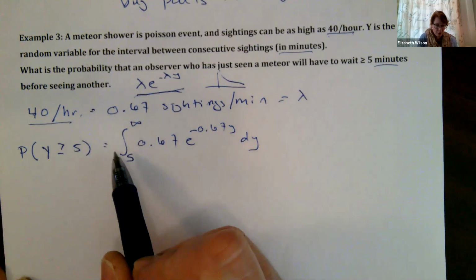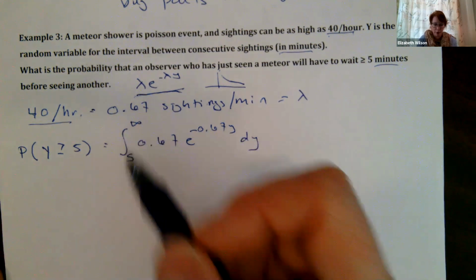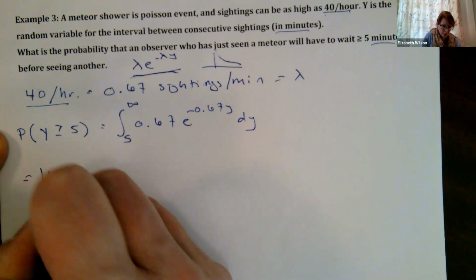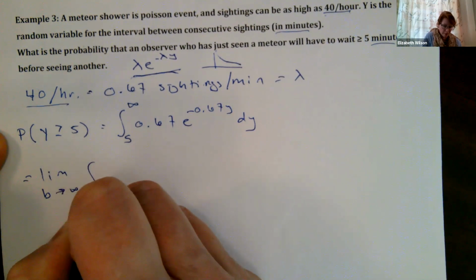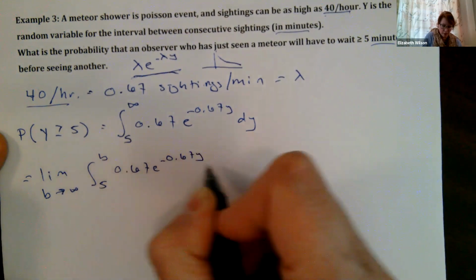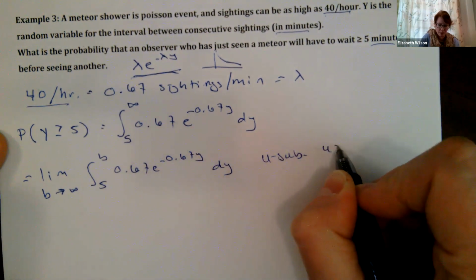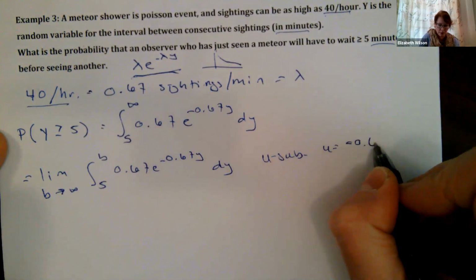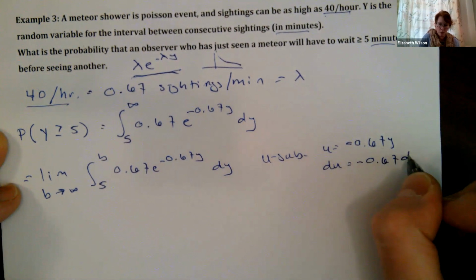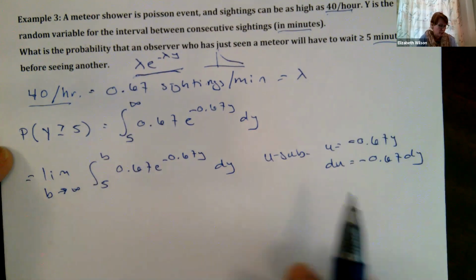So we're going to integrate from 5 to infinity, 0.67 e to the minus 0.67 y. This is our improper integral, so we need to convert this to a limit. So this is the limit as b goes to infinity, from 5 to b, of 0.67 e to the minus 0.67 y dy. I'm going to use u substitution. My u is equal to minus 0.67 y, and my du is equal to minus 0.67 dy.